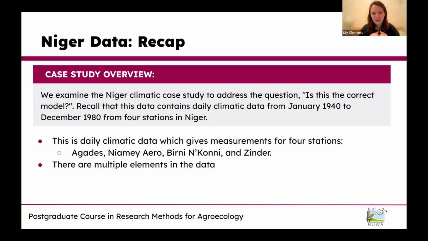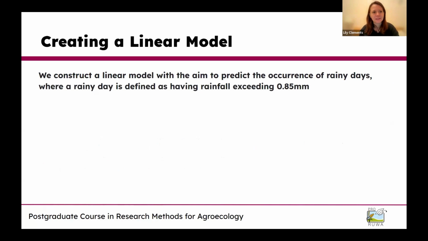This daily climatic data gives measurements for 4 stations, as we said, and there are multiple elements in the data, I think around about 10 elements. So we're going to construct a linear model, and this linear model is going to predict the occurrence of rainy days, where a rainy day is defined as having rainfall exceeding 0.55 millimeters. So our outcome variable is going to say whether it rained that day or whether it did not rain that day.